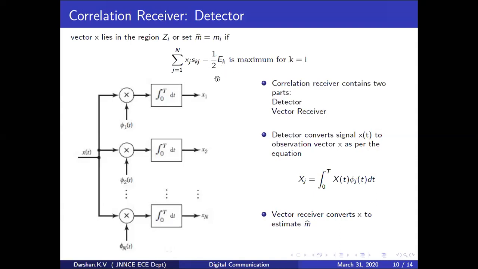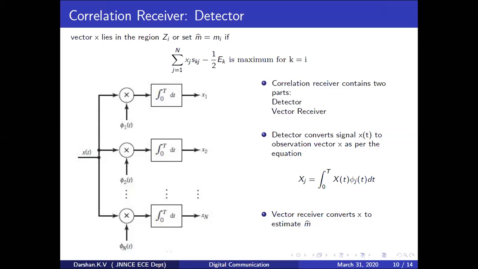So this statement has to be converted to a block diagram, which has been written over here. Just observe the heading, correlation receiver. What we have done is the correlation receiver detector. Here the receiver is divided into two parts. The first part is called the detector, and the second part is called the vector receiver.